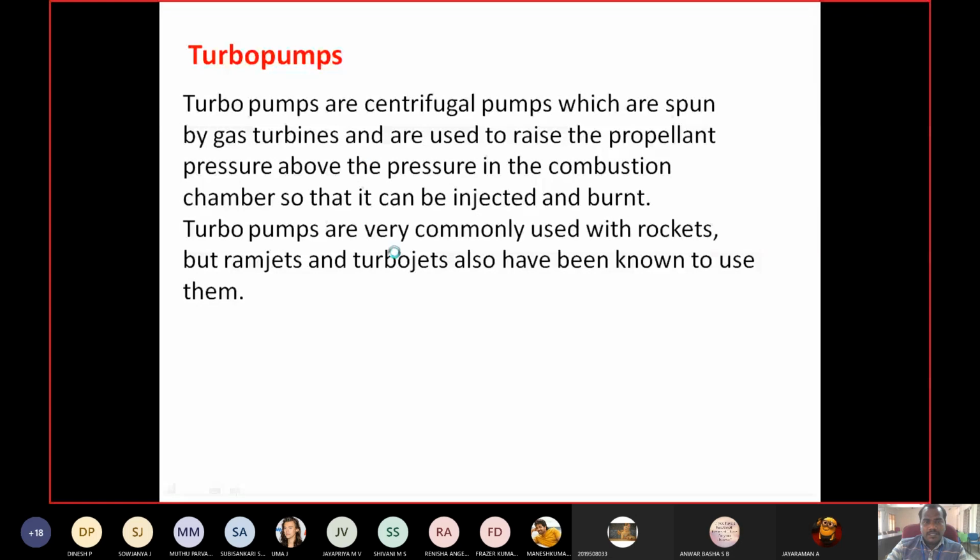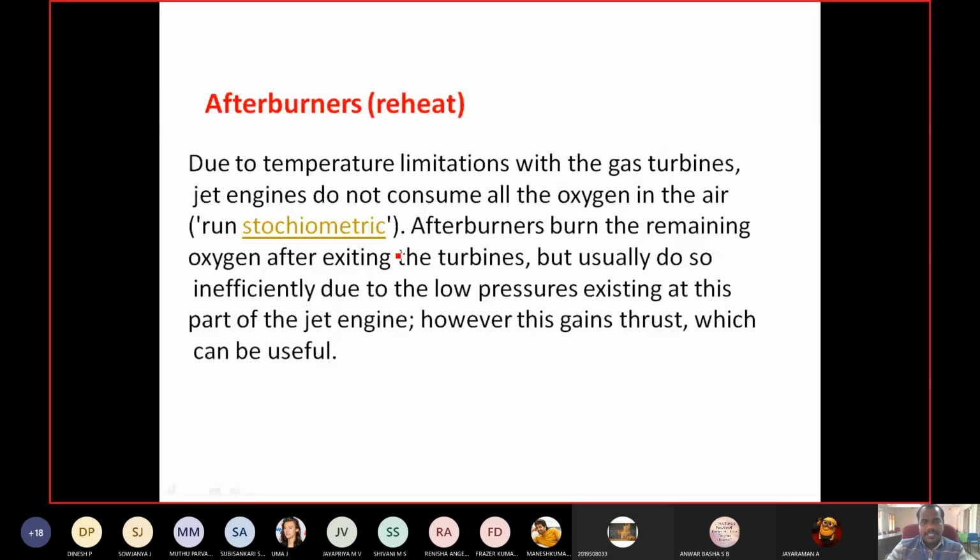Then we have afterburners, that is the component to reheat. Due to the temperature limitations with the gas turbines, jet engines do not consume all the oxygen in the air, so they do not run at stoichiometry. Then afterburners burn the remaining oxygen after exiting the turbines, but usually do so inefficiently due to the low pressure existing at this part of the jet engine. However, this gains thrust, which can be useful. So there is no 100% firing of oxygen. These afterburners will burn the remaining oxygen, whatever is left. Because of that, we can gain more thrust with afterburners.